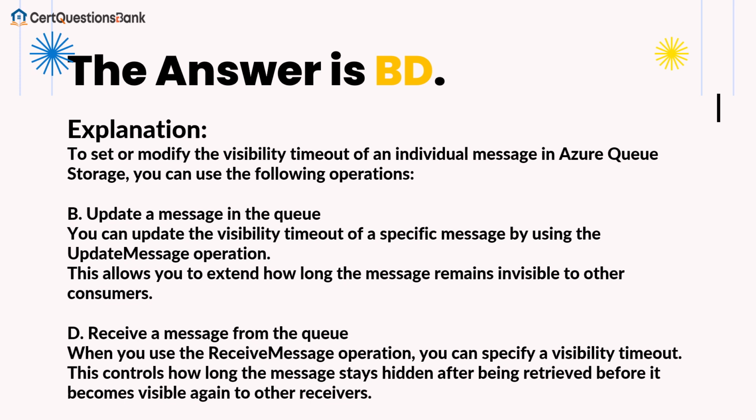D. Receive a message from the queue. When you use the receive message operation, you can specify a visibility timeout. This controls how long the message stays hidden after being retrieved before it becomes visible again to other receivers.